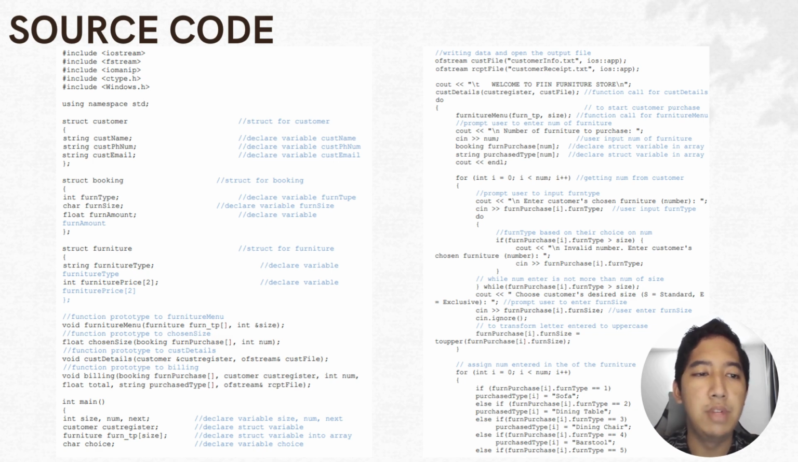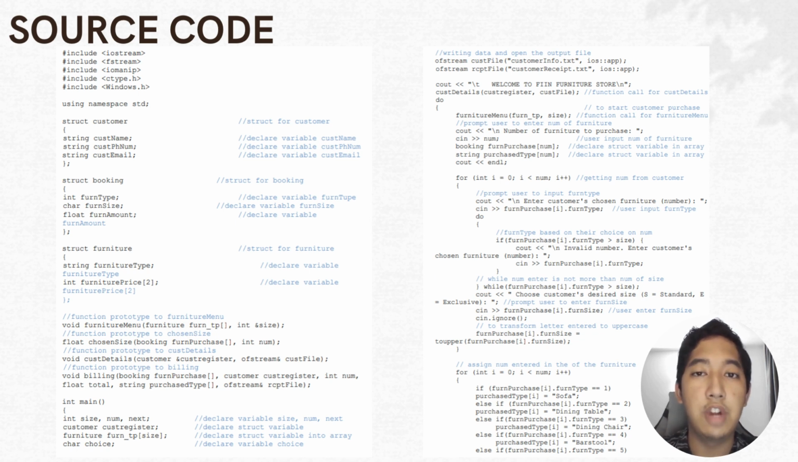There are 5 libraries that we use for our project. And then there are 3 structs, which is struct customer, that is used to store customer name, customer phone number, and their email. And then struct booking, which is to store the customer's chosen furniture type and their chosen size, as well as the amount to calculate the total based on the furniture type and furniture size that is chosen by the customer.